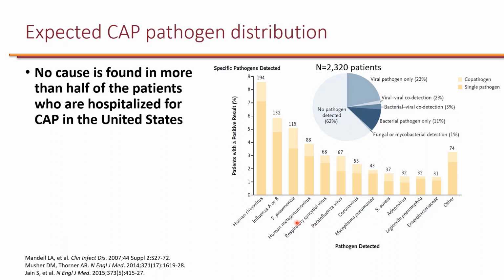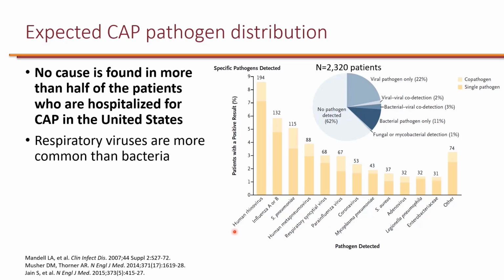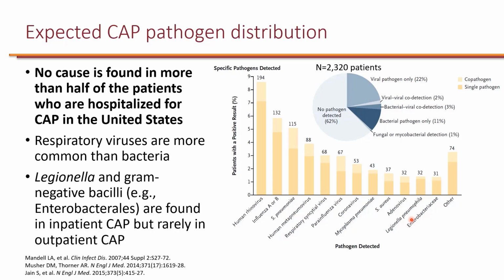The second thing that you will find here is that viruses are actually more common than bacteria. So you can see here human rhinoviruses, influenza, coronaviruses. And while Legionella and Enterobacterales are found among hospitalized patients, really they are rarely found in outpatient community-acquired pneumonia. And what I mean by that is community-acquired pneumonia that's not severe, that can be treated outpatient. And we'll talk more about that shortly.